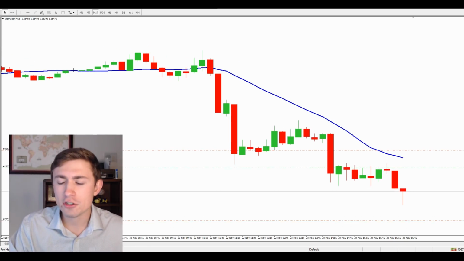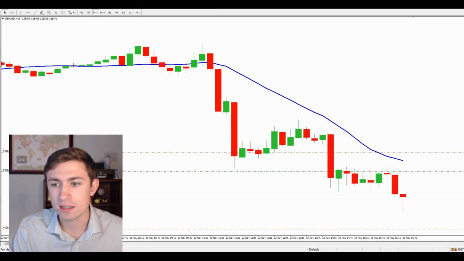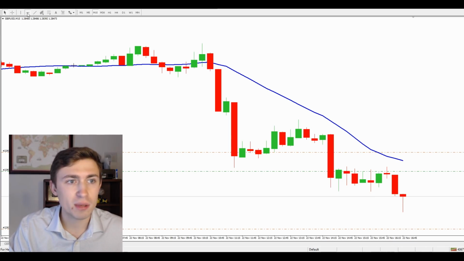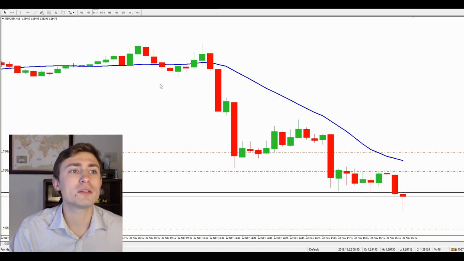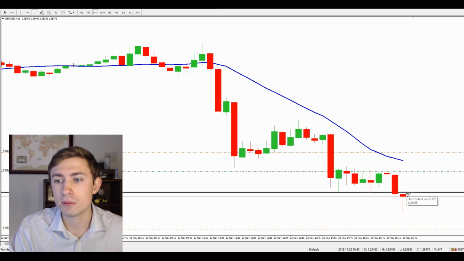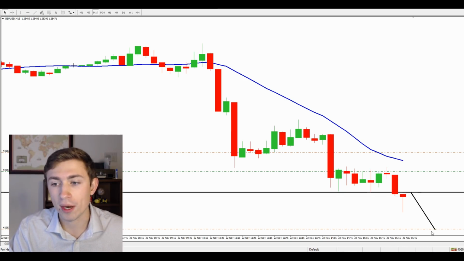So actually really interesting there to see that we did dump further, and it looks like we may be wanting to retest this structure point here. So we'll see if that level can hold. Ultimately, what I'd like to see is this level potentially retest and overall continue to break lower towards our take profit there on GBP USD.